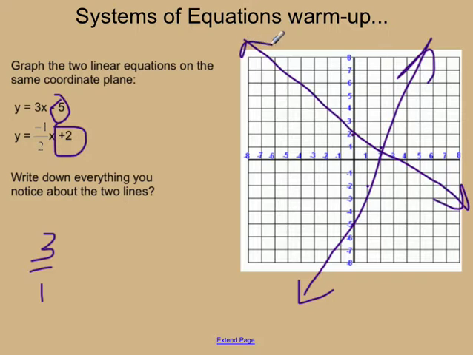So what do we notice about these two lines? Well, I notice that there's two of them and that they only cross at one point. And that's the biggest thing you're going to learn: two lines in a system will either cross at no points, at one point, or at infinitely many points. Well, infinitely many points, what does that mean and what does that look like?